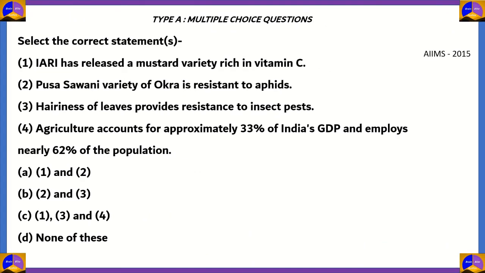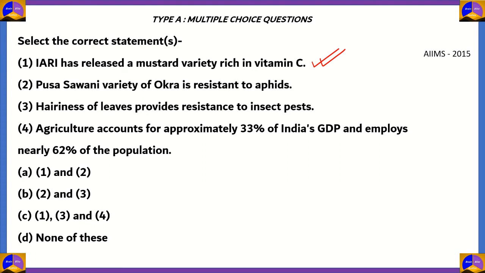Here you have to select the correct statement. Statement number A says that IARI has released a mustard variety which is rich in vitamin C. This is an example of biofortification done by the Indian Agricultural Research Institute, and this statement is correct. IARI has released a variety of biofortified crops, and a mustard variety rich in vitamin C is among them, so statement 1 is correct.